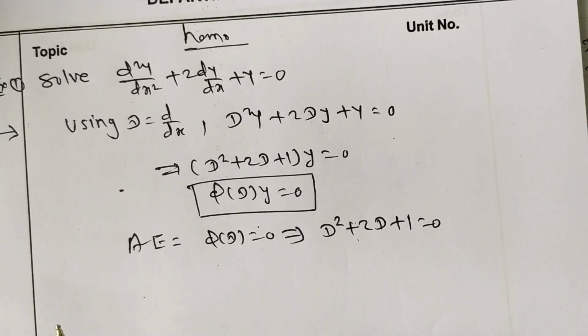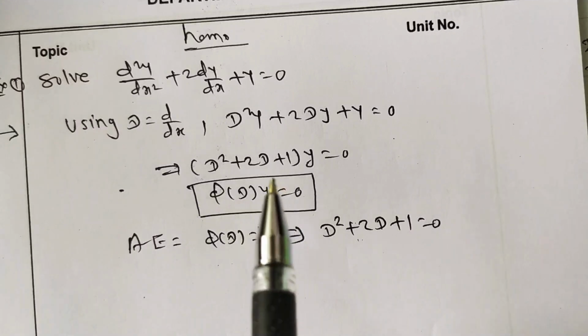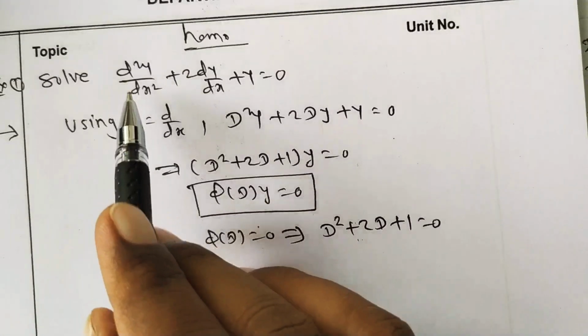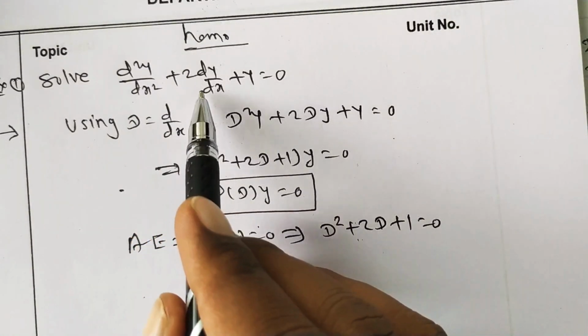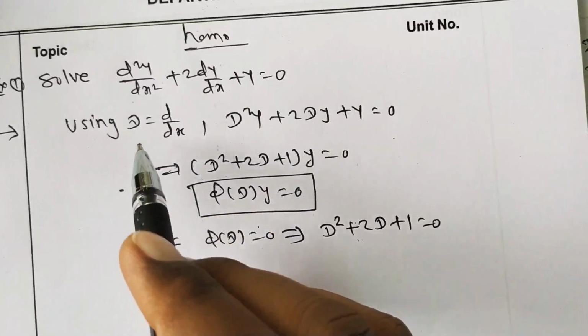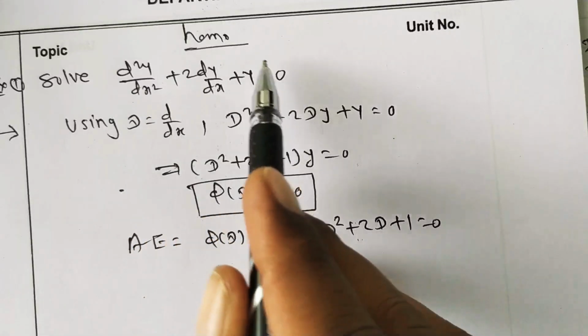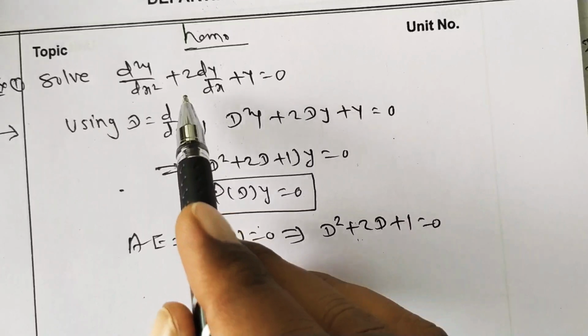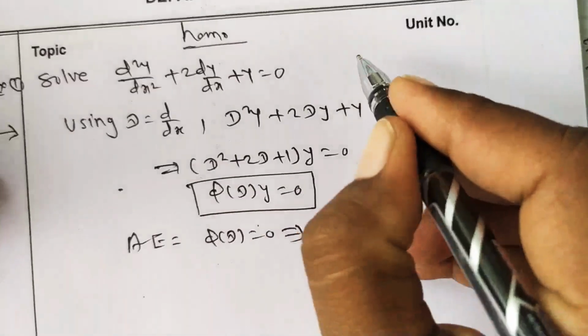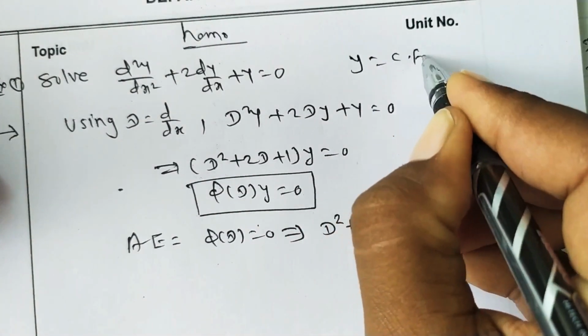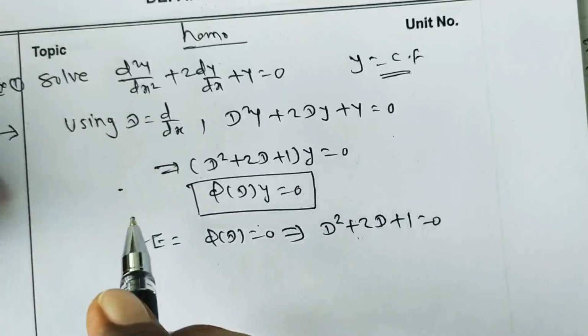Today we are taking some problems on homogeneous differential equation. So first problem is d2y by dx square plus 2 dy by dx plus y equal to 0. So how we solve such type of homogeneous differential equation? We know that its solution is only y is equal to CF because PI is always 0 here.